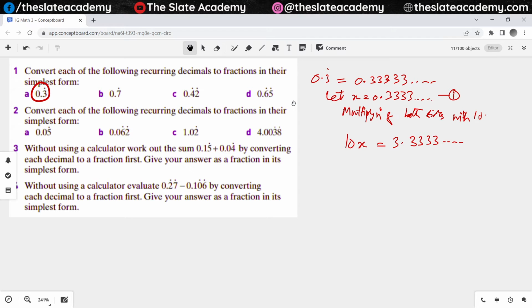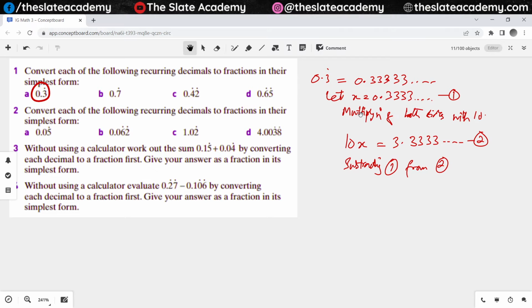Any confusion till this step? Hopefully none. Miss Anam, do you understand the two steps that we have taken this far? Okay, you have done this before.